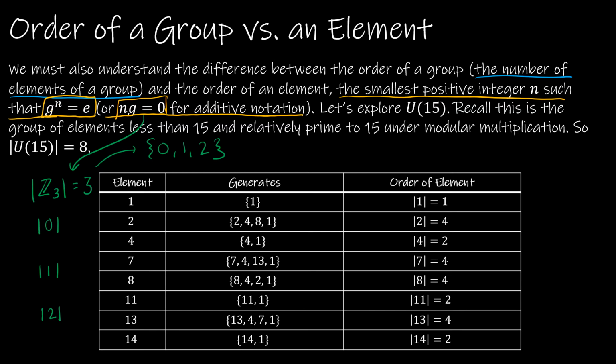It all has to do with what the identity is. So for this additive group, the identity is 0. So how many times do I have to add 0 to get to 0? Well, just one time. I just need one 0 to get to 0.